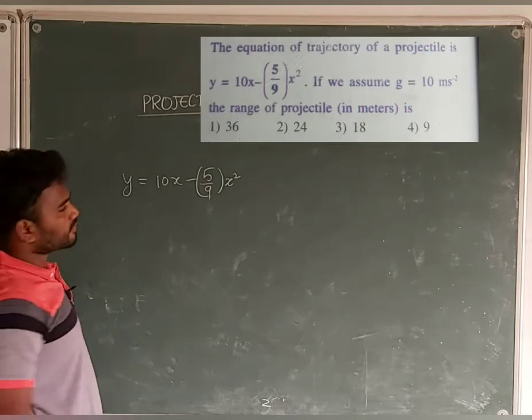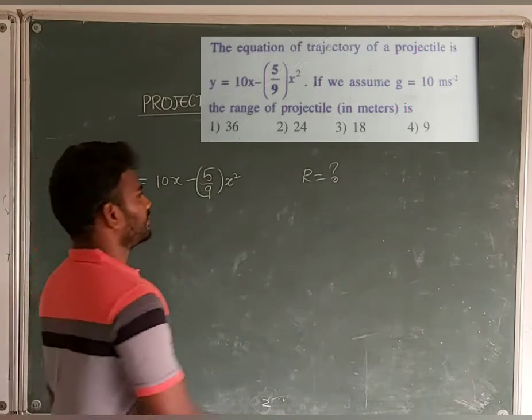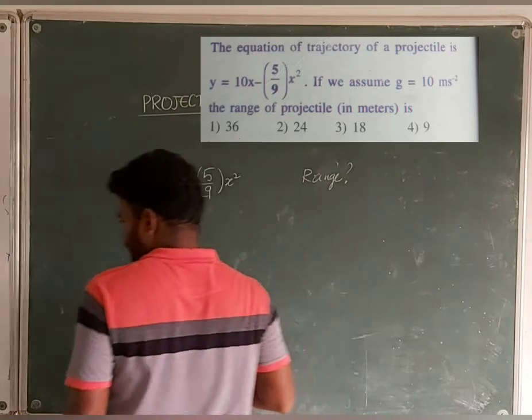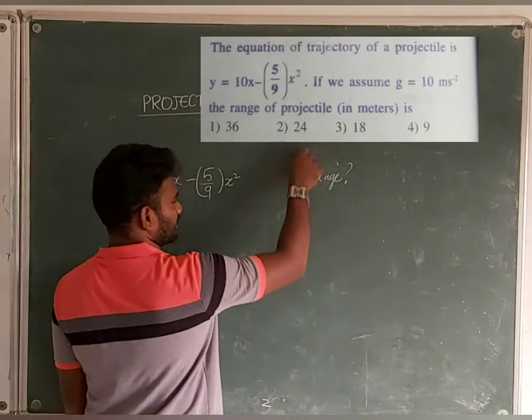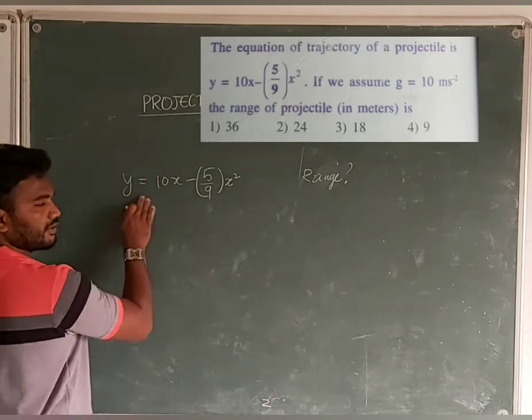You have to find the range of the projectile, they are asking. Range you should find. So in order to find the range, what are the ways we have? First we need to know the range formula. Later we will see. First of all, we have a formula of trajectory.